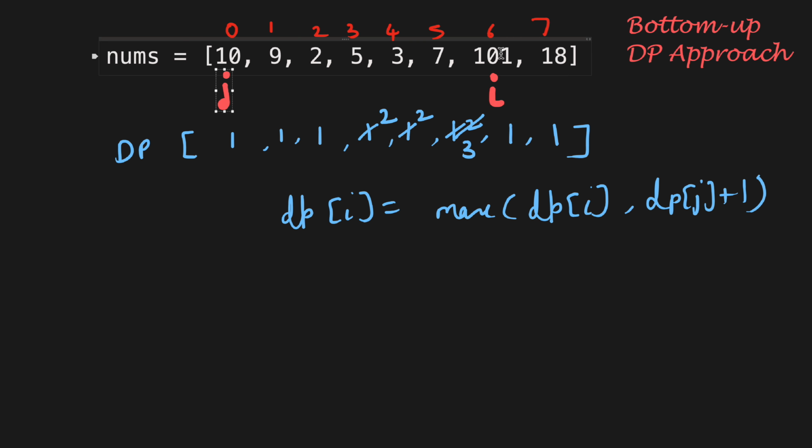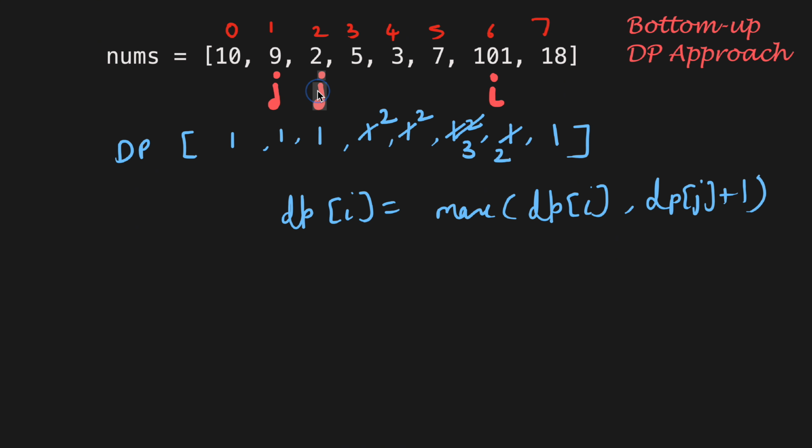Now since 10 is less than 101, we increase the length of the LIS, that is dp of 6 to 1 plus dp of 0, which is equal to 2, and move j to index 1. And since again 9 is less than 101, this will also result in an increasing sequence. Hence we will get length of LIS is 2. So dp of 6 stays 2.